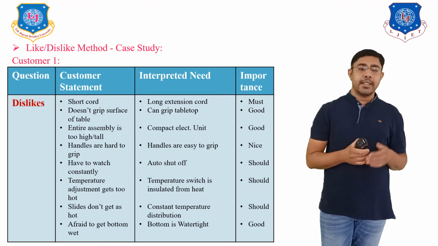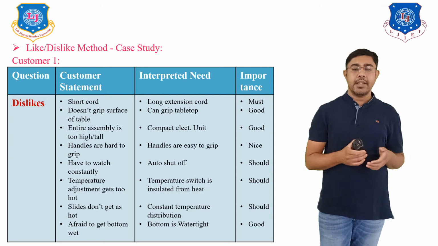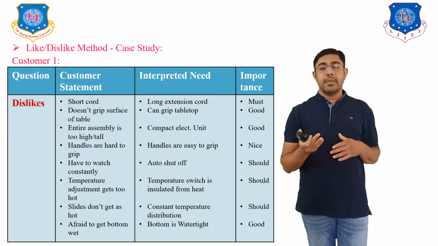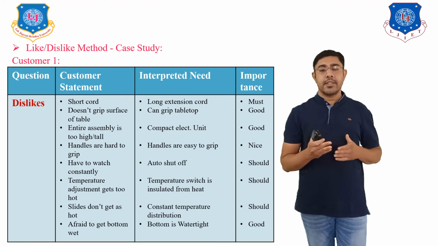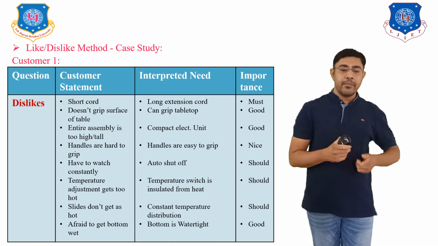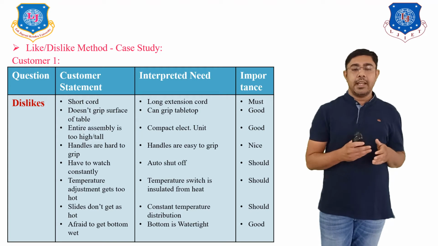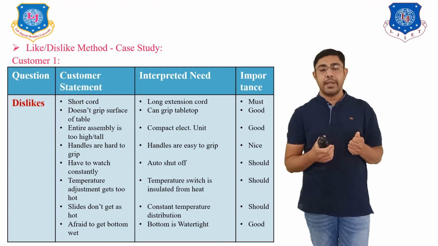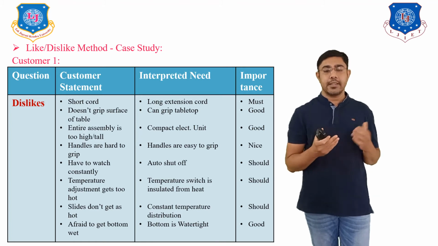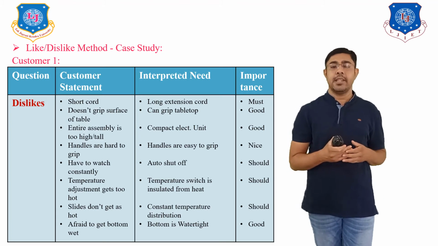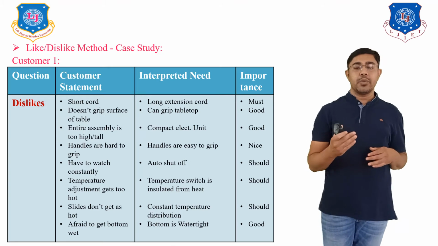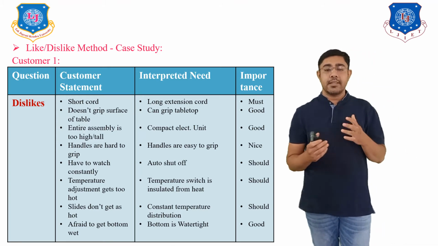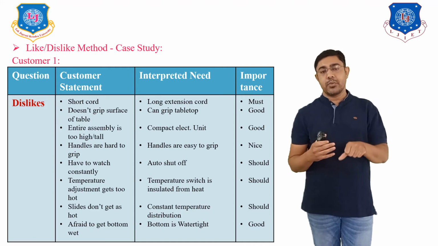The next dislike statement is the entire assembly is too high or tall. So there must be compact electric units, and that must be good. And next is the handles are hard to grip. So the pan handle is hard to grip. The interpreted need against this dislike statement is handles are easy to grip. So the expression of the customer is nice if the handle is easy to grip.